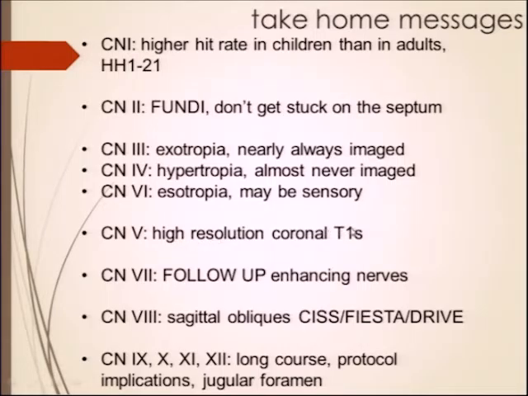So remember your high-resolution coronal T1s in evaluation of the 5th nerve. Follow up the enhancing lesions along the 7th nerve to make sure that the enhancement resolves if it is in fact a Bell's palsy. And for cranial nerve 8, keep in mind those sagittal obliques and the importance of using those. And for cranial nerves 9, 10, 11, and 12, remember some of these nerves, for instance 10, have a very long course, which affects our protocol, and that the jugular foramen is an important structure for looking for pathology for those nerves.